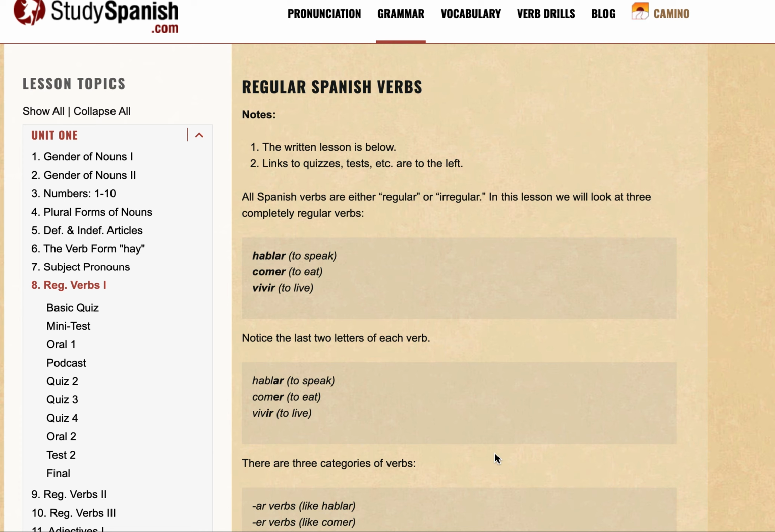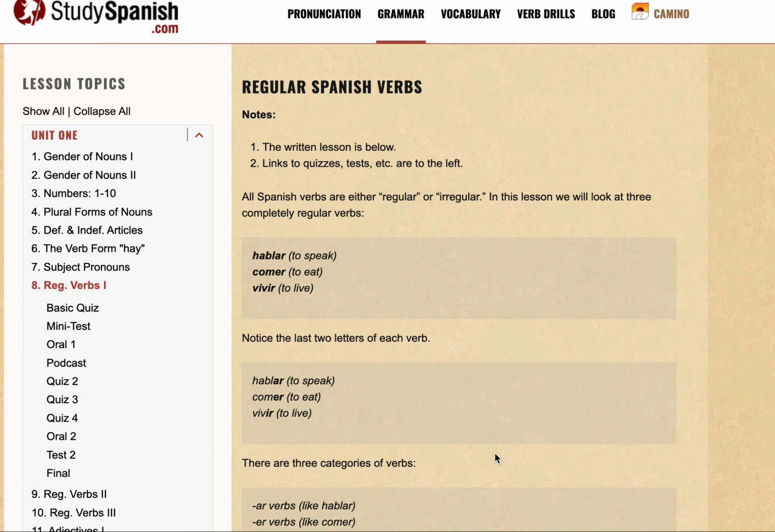The next one was usted. So usted is yo formal. For usted, you could either add an a or an e. If you are adding an a, it would be for AR verbs like habla, and e would be for ER or IR verbs like comer or vivir. So it would be usted habla, usted vive, usted come.